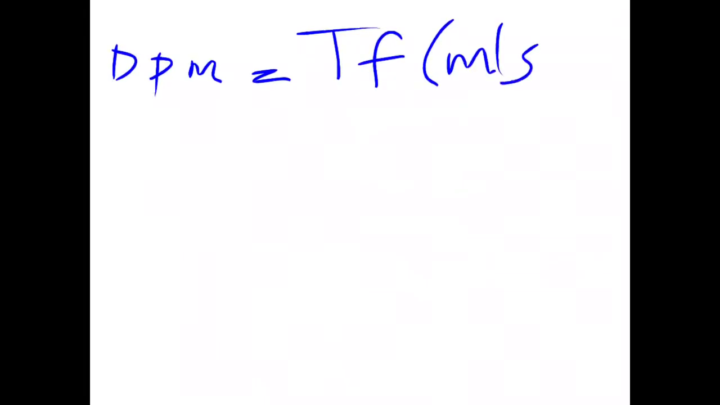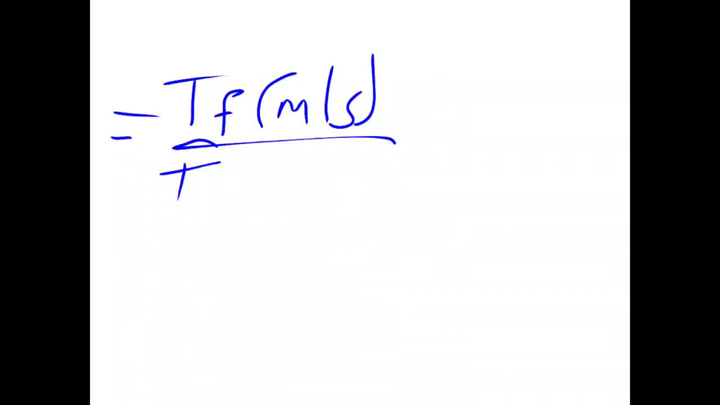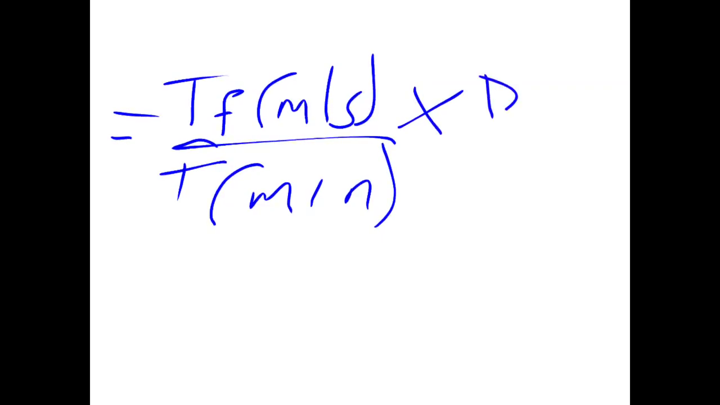So when you are told to calculate the drops per minute, the formula is that drops per minute equals total fluids, or simply fluids in mils, divided by time in minutes, then you multiply by the drop factor.